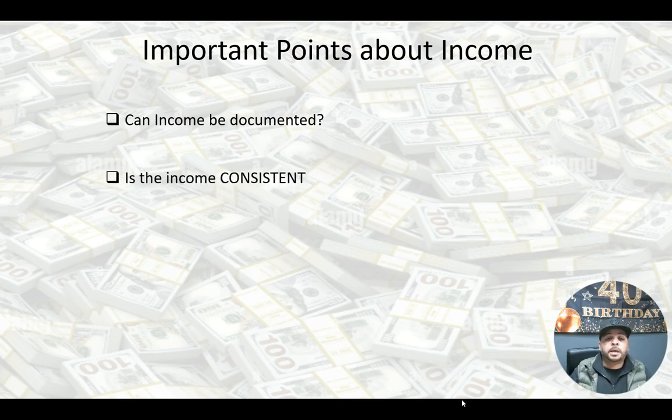Is it consistent? If your employment's not consistent, if the income is not consistent, more than likely you're not going to be able to include it. Examples of that would be, let's say you're a real estate agent, right? And you periodically do transactions or you periodically do business throughout the year. If your income is declining or it's not documented for the current year yet, then you can't necessarily qualify with that source of income because it's not consistent.